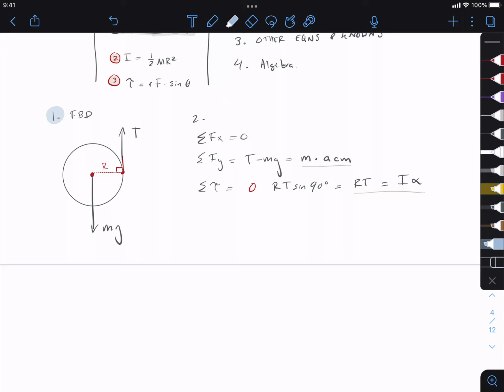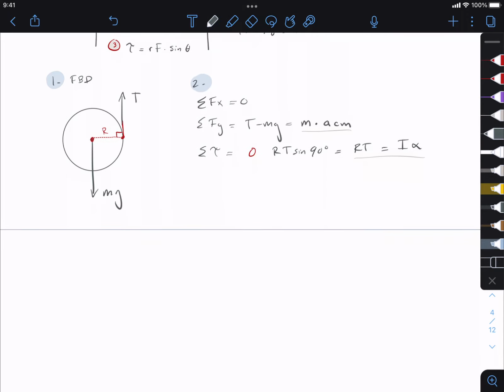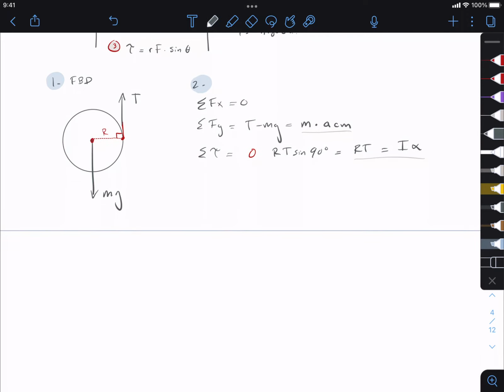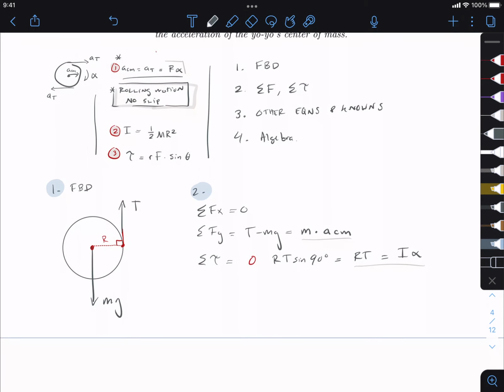Okay, so far so good. All right, we got everything set up. So we're trying to solve for this a_CM. We're going to use this no slip relationship, right? So long as there's no slip, the acceleration at which this is unraveling is going to be equal to the acceleration that it's falling with, which is going to be equal to r alpha.